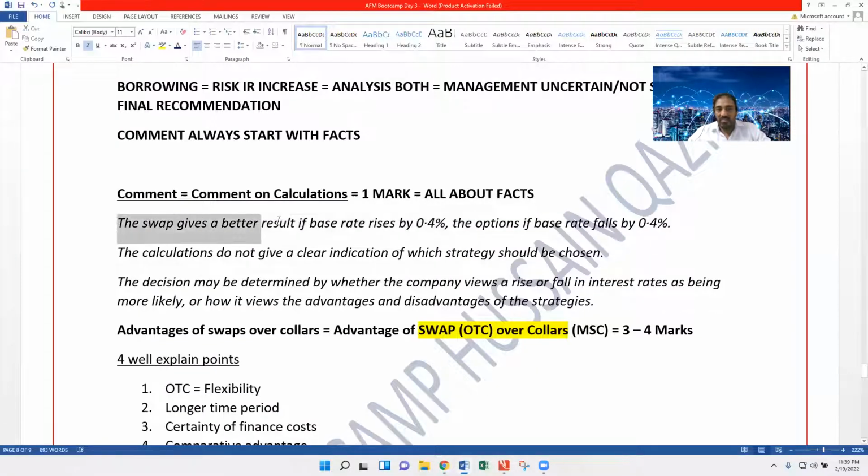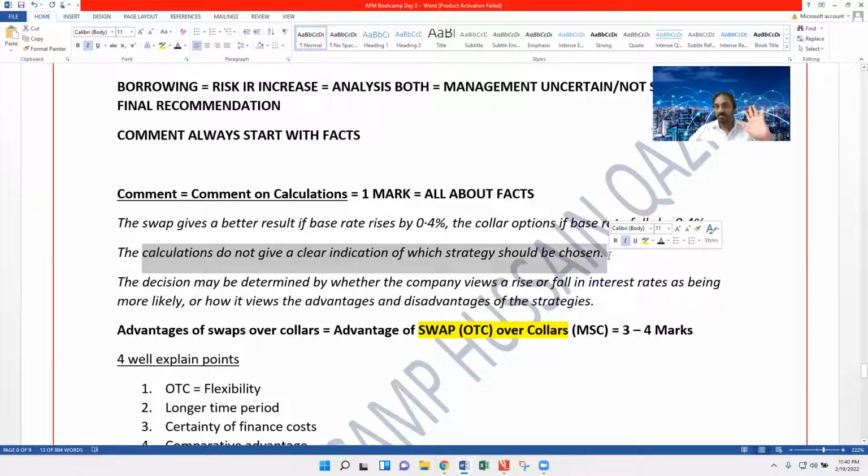Number one, the swap gives a better result if the base rate rises by 0.4. But the option or collars, collar options if the base rate falls. The calculation does not give a clear indication of which strategy should be chosen. We don't know whether interest rates will increase or decrease. We cannot say anything with surety, maybe increase or decrease. So that's why the situation is not clear.